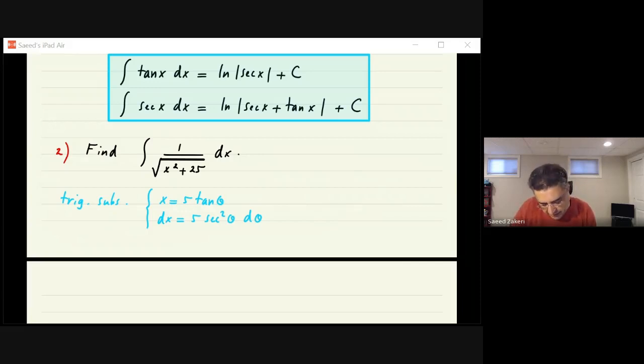Because look at this. If I now pick 5 tangent theta and put it here for x, this will be 25 tangent squared plus 25. Factor 25, what's left is tangent squared plus 1. And tangent squared plus 1 is secant squared. So you get a perfect square under the radical. When you take the radical, you get rid of that square root sign.